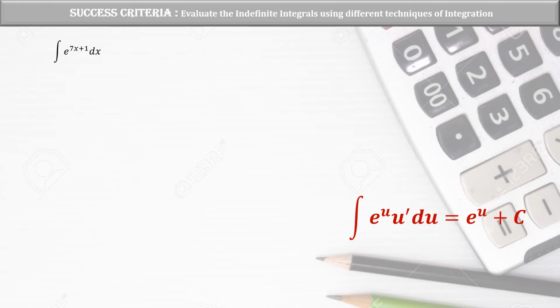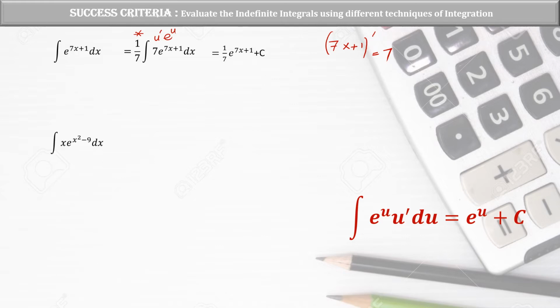So here, let's see the question: e to the power 7x plus 1. Focus on the power 7x plus 1. The derivative of 7x plus 1 is 7, which is not in the question. So what do you do? You multiply and divide by 7. Write the 7 inside and 1 over 7 outside the integral. The 1 over 7 you write as it is because it is outside the integral sign, and here you have u prime and e to the power u. So the answer is 1 over 7 e to the power 7x plus 1.